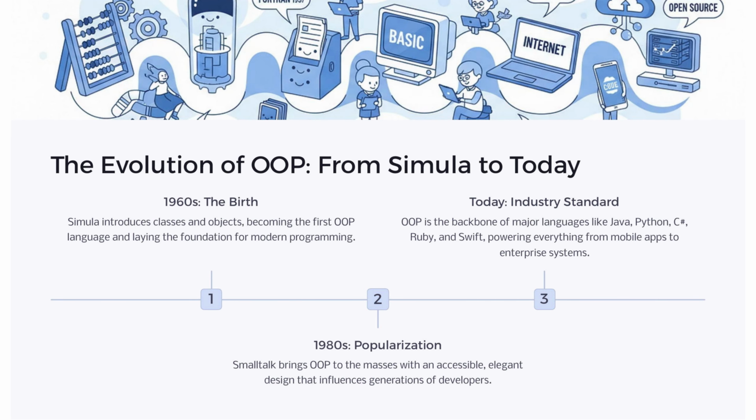The evolution of object-oriented programming began in the 1960s with Simula, introducing classes and objects. In the 1980s, Smalltalk popularized object-oriented programming with its elegant design. Today, object-oriented programming is integral to languages like Java, Python, and C#, driving innovations in mobile apps and enterprise systems.